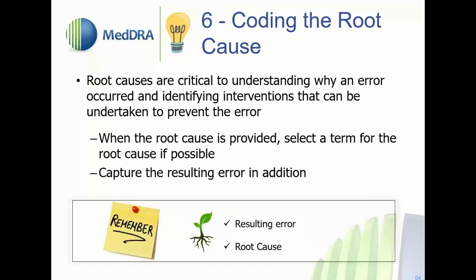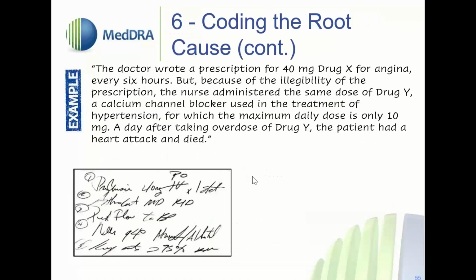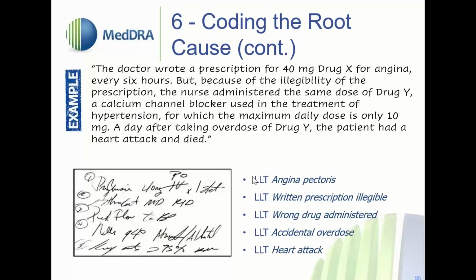Okay, so we briefly addressed the root causes when talking about potential medication errors. If a medication error is reported in conjunction with the actual cause of this error, then always select a term for the root cause plus the resulting error. Remember what we discussed earlier, right? Root causes are critical to understand why an error occurred and to identify interventions that can be undertaken to prevent that error in the future. And that is why regulators are very interested in obtaining information about these root causes.